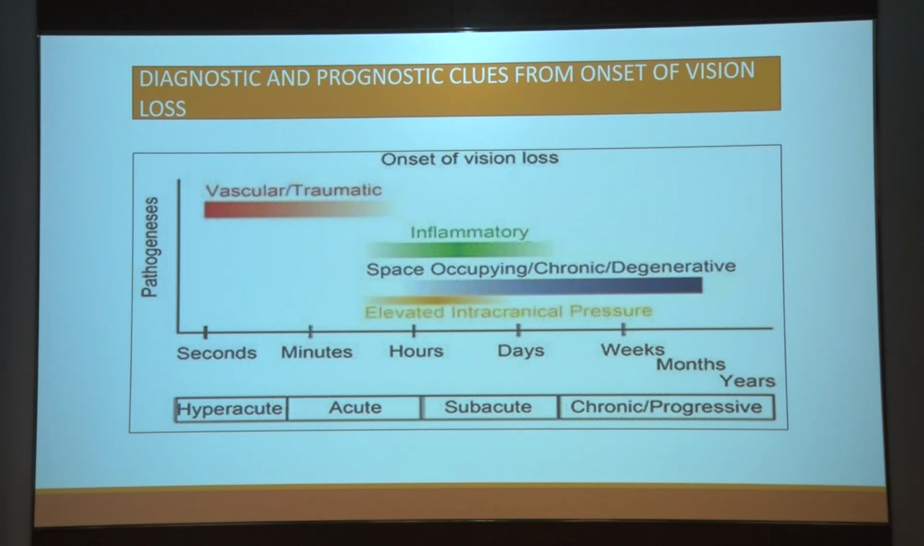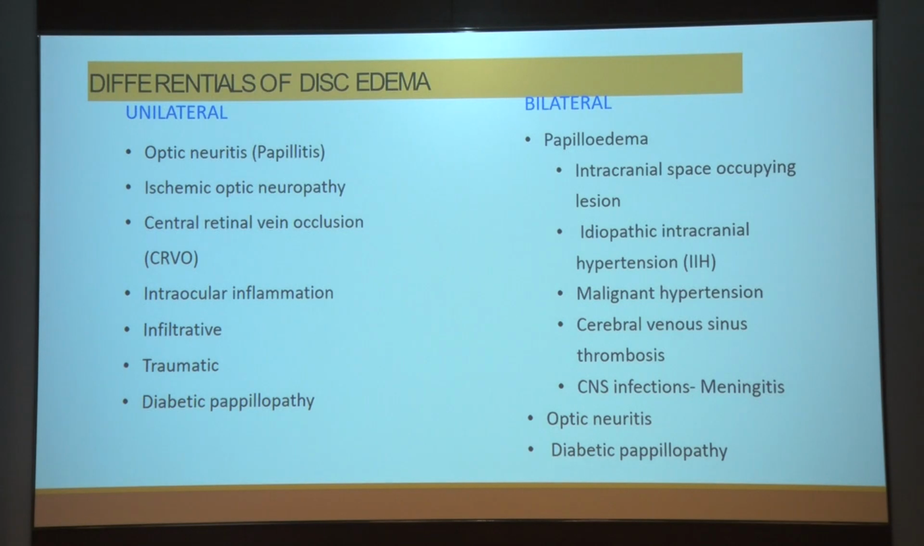So a history, like in any disease, is a very important aspect, and it gives you a clue regarding a lot of pathologies, like whether it's acute onset, subacute, or a chronic onset. Something which is acute or subacute, you would think of a traumatic or a vascular pathology. Something which is more chronic and progressive, you will think of slowly growing intracranial tumors or some other pathology. So depending on whether the disc edema is unilateral or bilateral, the differentials are the following.